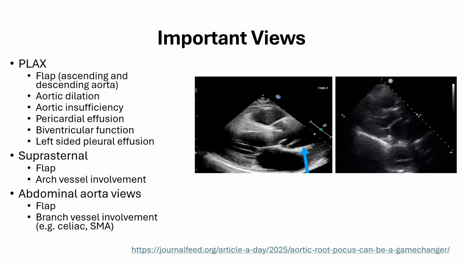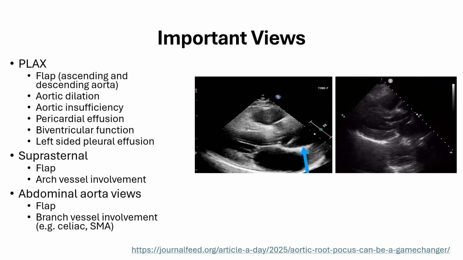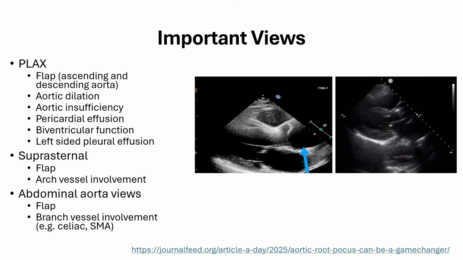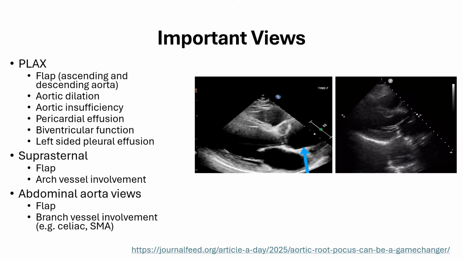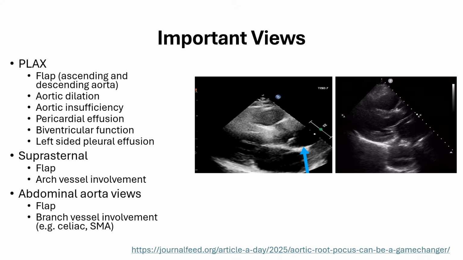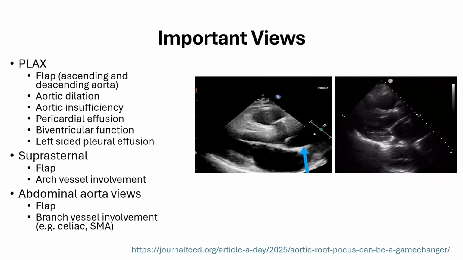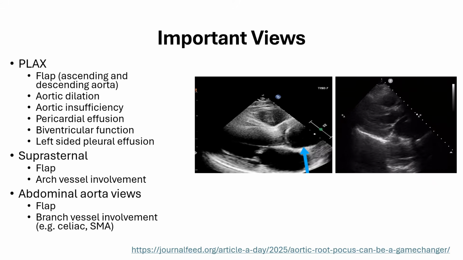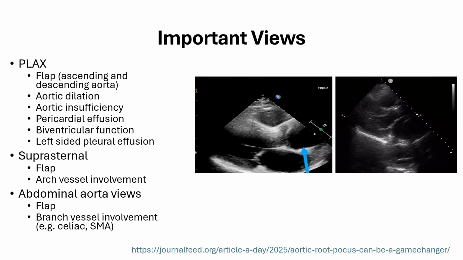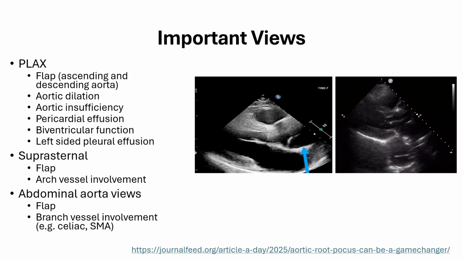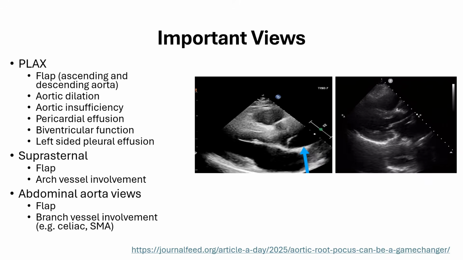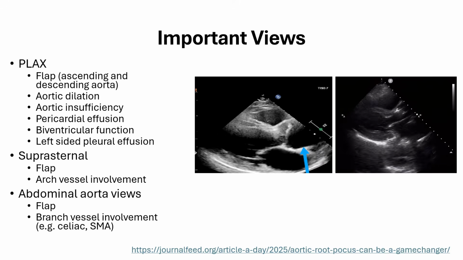In the view on the left, you see dissection flap in the aortic root and proximal ascending aorta. You see that the ascending aorta and aortic root are quite dilated. On the right part of the image, you see again a parasternal long axis view, but you also see that the descending aorta is quite dilated, and you see dissection flap.